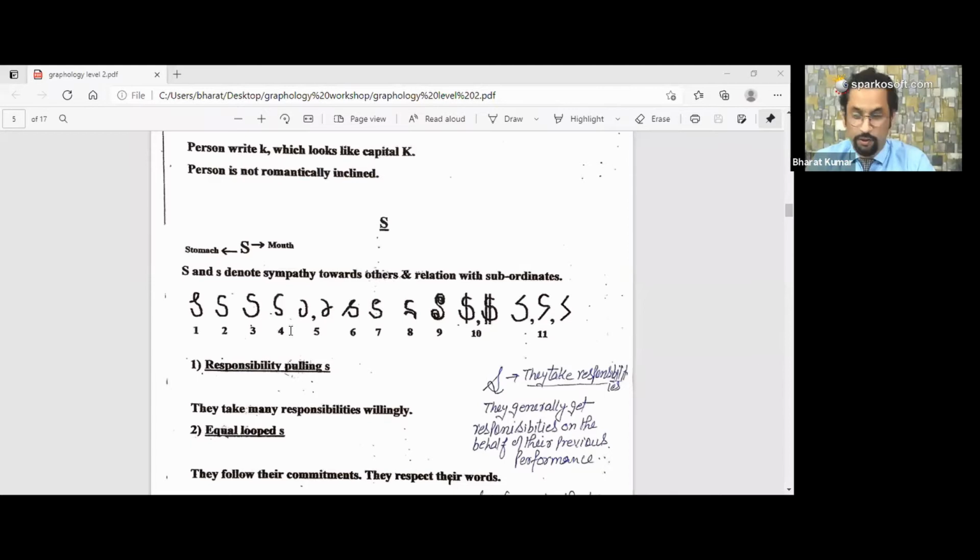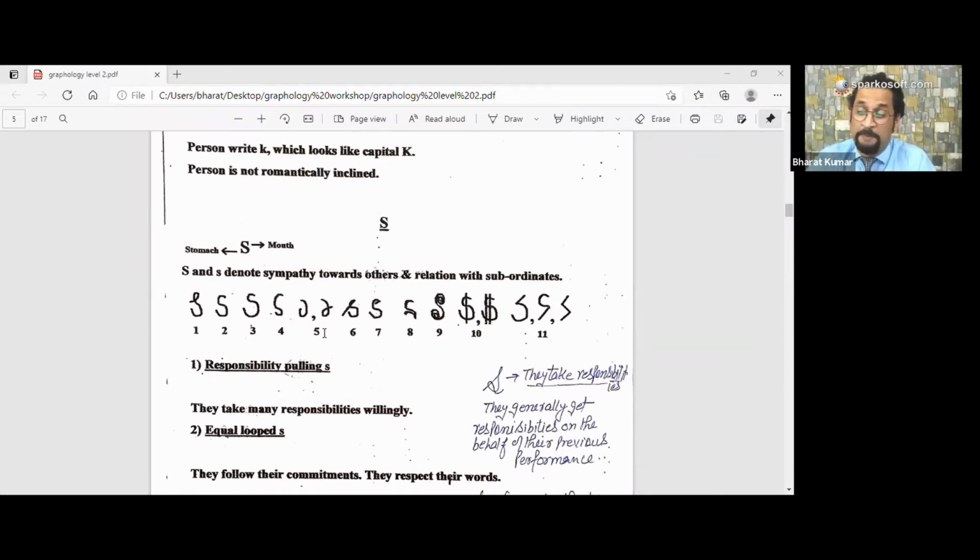Now next one is the fifth one. It is known as Shah Rukh Khan's S. Shah Rukh Khan writes this in his signature and name. That's why we got this symbol, Shah Rukh Khan's S. Otherwise, there is no relation with Shah Rukh Khan. Actually, these people are ultimate achievers.